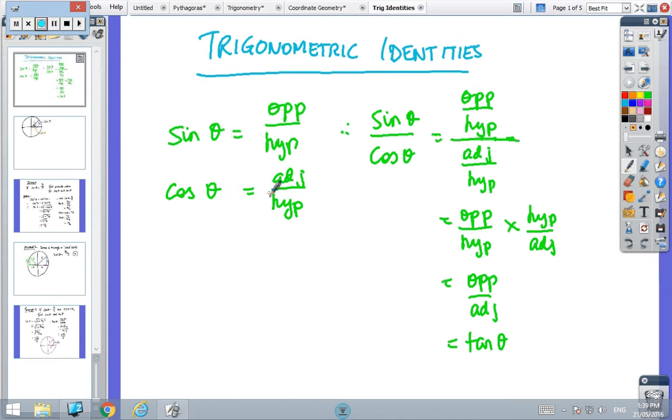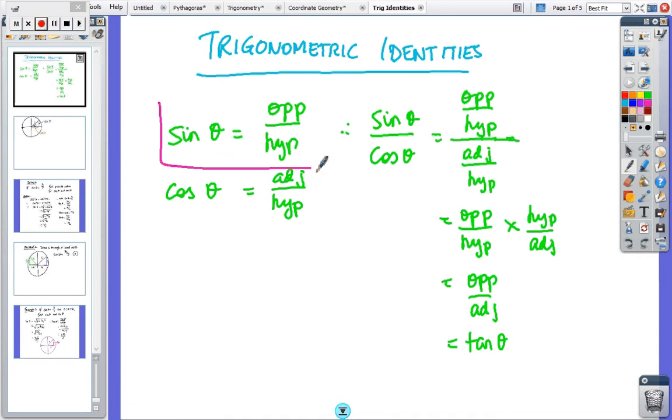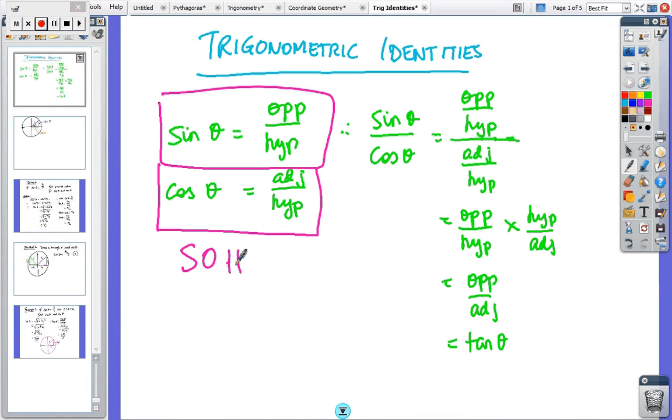Okay, so we're just on a little short topic called trig identities, and there are lots and lots of trig identities, but the ones that I want to cover today are just two of them. Okay, so just from normal Year 9 trigonometry, we've got sine theta is opposite over hypotenuse and cos theta is adjacent over hypotenuse. So just remember your SOHCAHTOA. Okay, so sine is opposite over hypotenuse, cos is adjacent over hypotenuse.